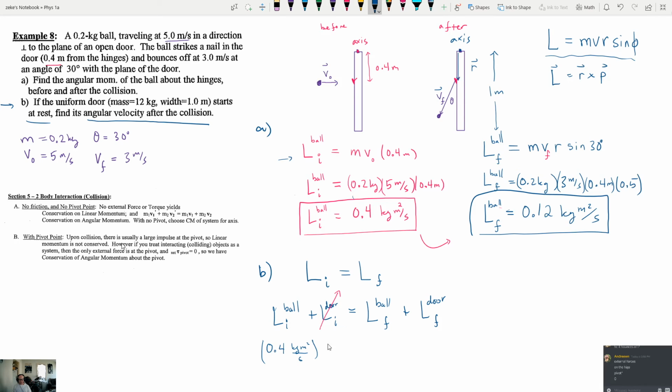So this is equal to, final angular momentum of the ball was 0.12.